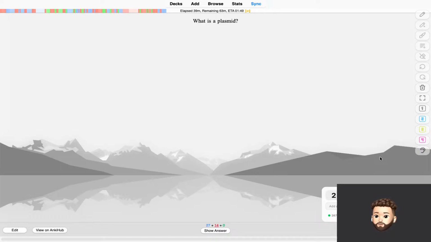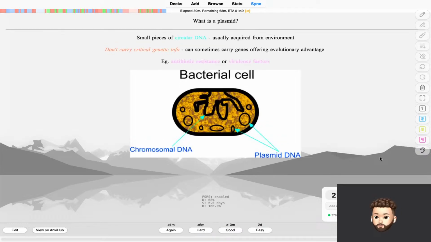What is a plasmid? Plasmids are small pieces of circular DNA that are usually acquired from the environment. They don't contain critical genetic information. That's it.